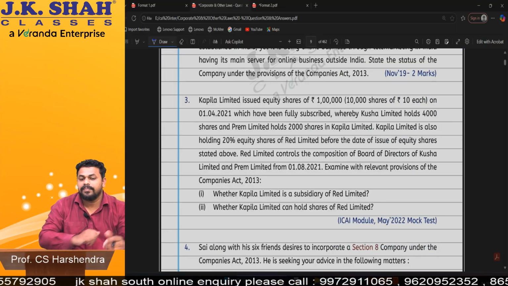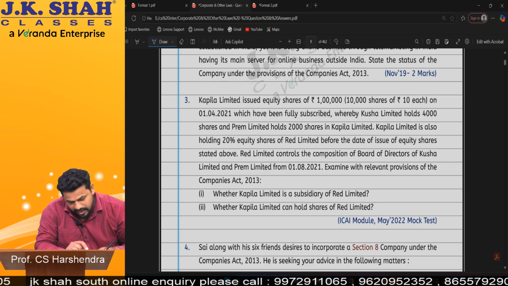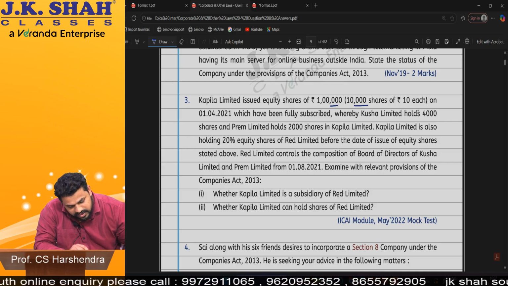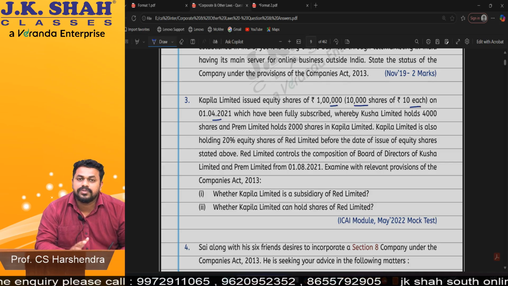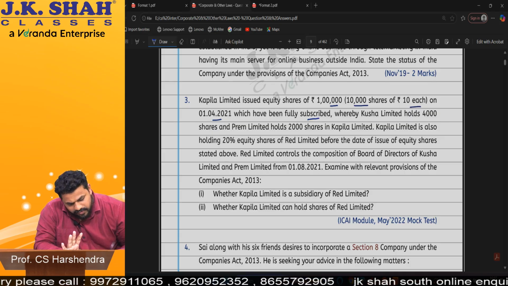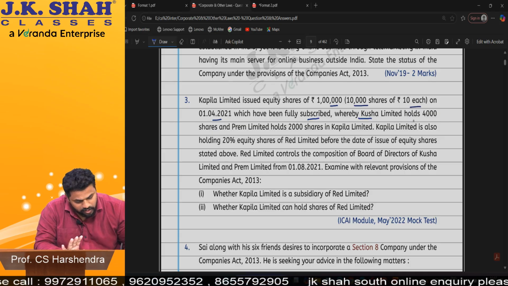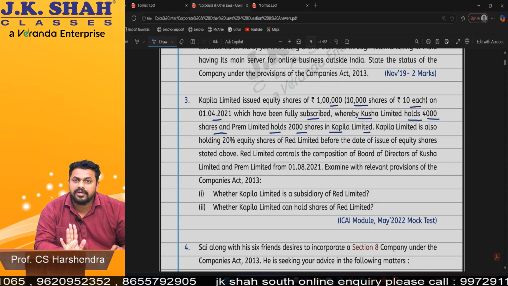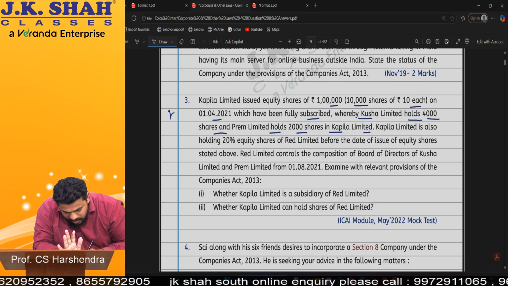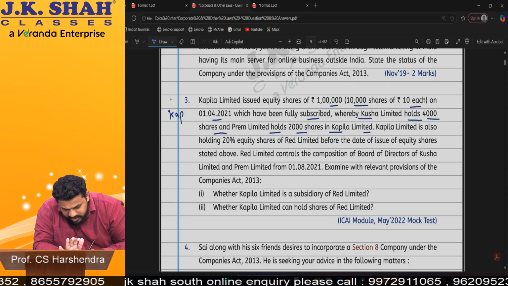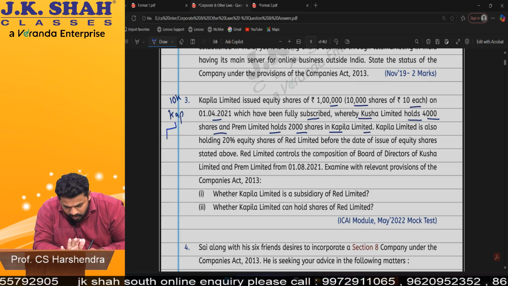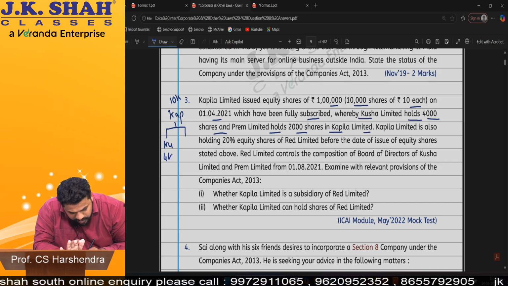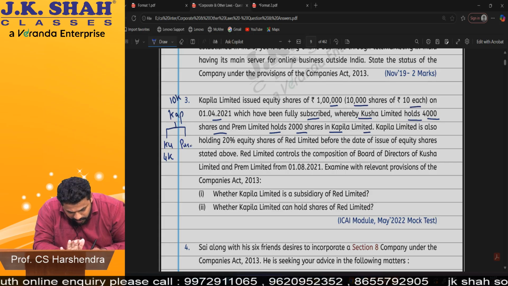The third question, Kapila Limited. Let's start solving this. Kapila Limited issued equity shares of 10,000 shares of 10 each on 1st April 2021, which have been fully subscribed, whereby Kusha Limited holds 4,000 shares and Prem Limited holds 2,000 shares in Kapila Limited. So we understood, beta, Kapila Limited has issued how many shares? 10,000 shares. Out of that 10,000 shares, Kusha is holding how many shares? 4,000, and Prem Limited is holding 2,000.